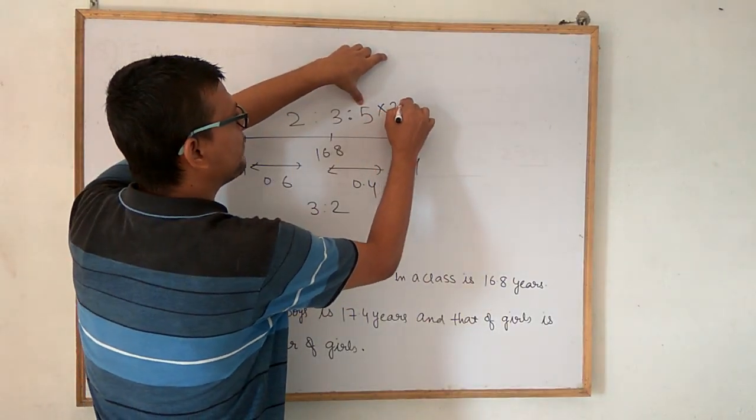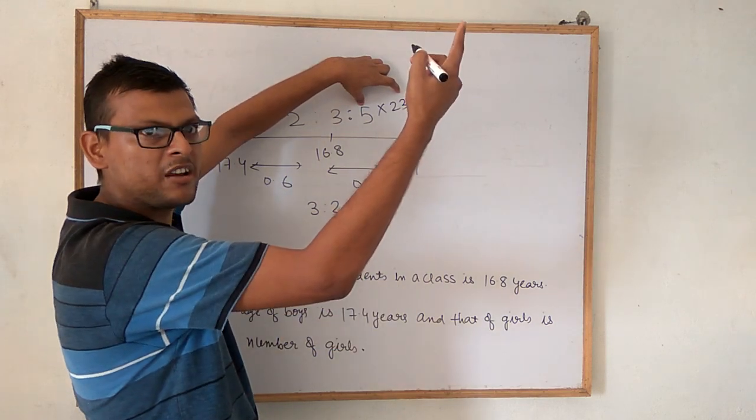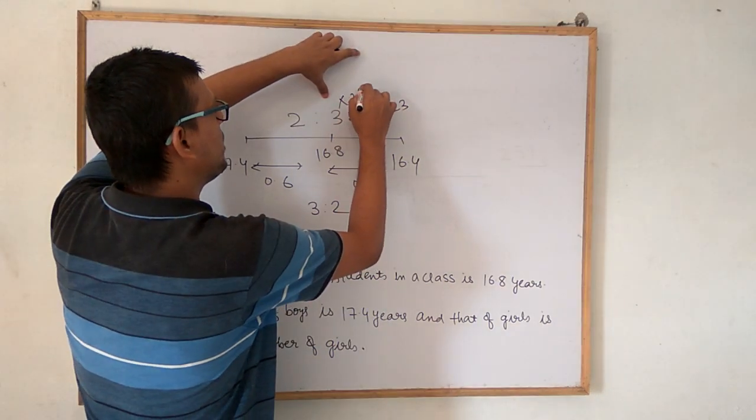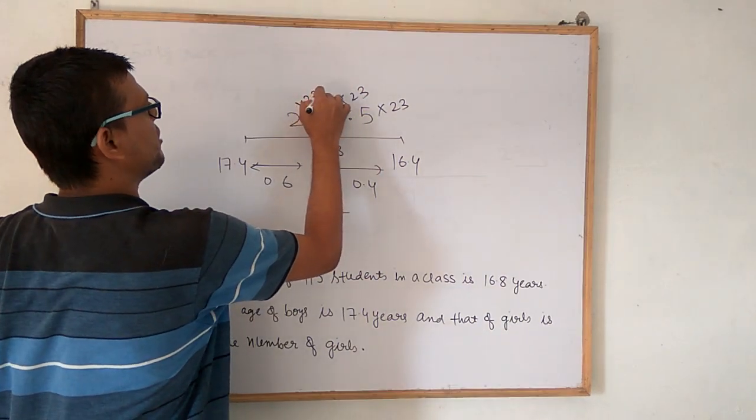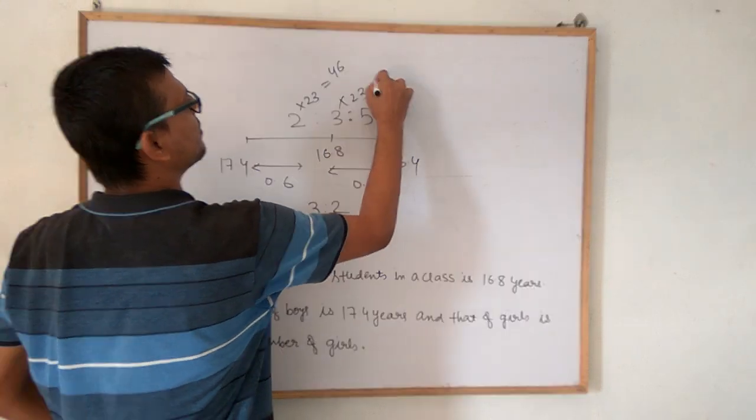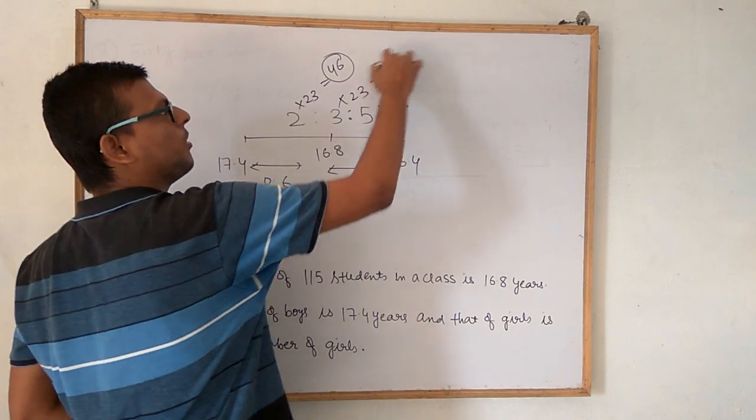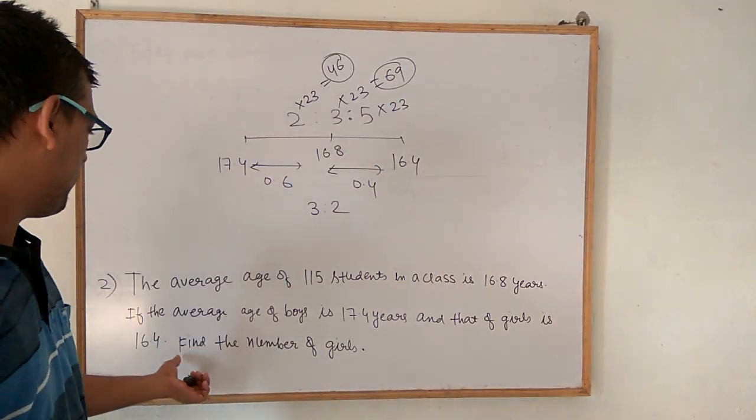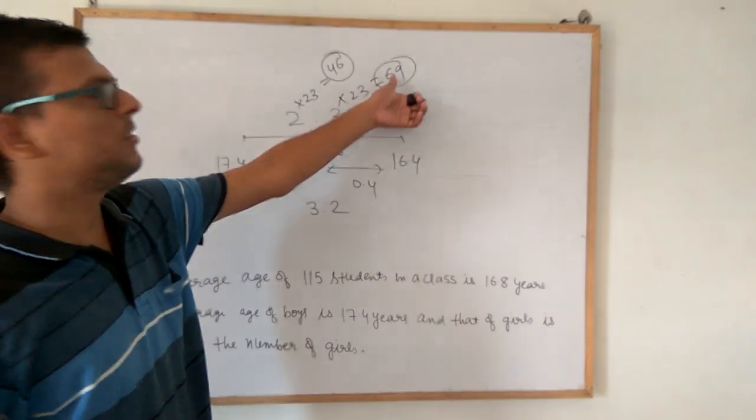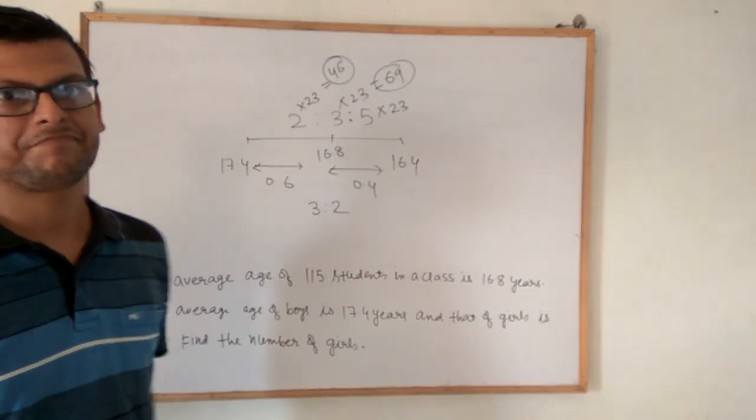5 should be multiplied by 23 to get 115. So, multiply 3 with 23 and 2 with 23. This is your 46, this is your 69. So this is your number of boys and this is your number of girls, right? Find the number of girls, so your answer is 69, right?